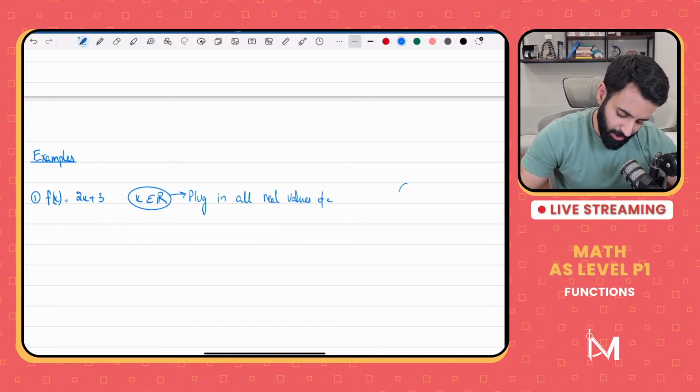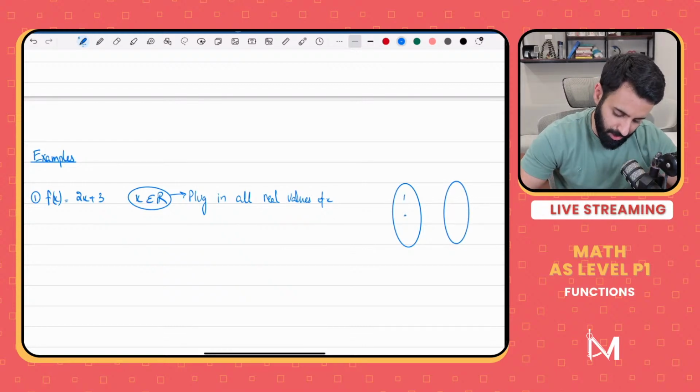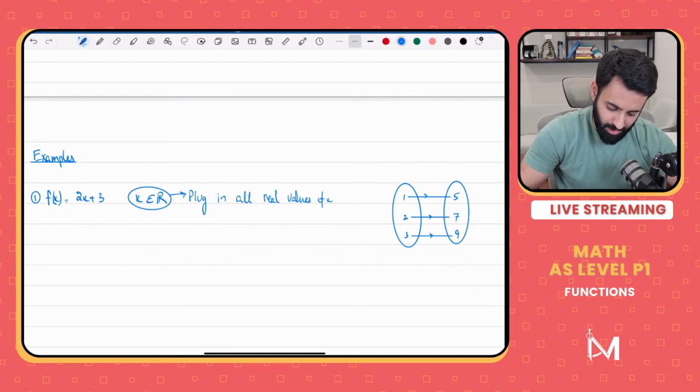Now this is an example of a one-to-one function. This is something we call a mapping diagram, where we write down different values of x and see what y values we get. Let's plug in 1, 2, and 3. If you plug in 1, you get 5. If you plug in 2, 2 times 2 is 4, 4 plus 3 is 7. If you plug in 3, 3 times 2 is 6, 6 plus 3 is 9. These are your x values and these are your f of x values. So this is an example of a one-to-one function.